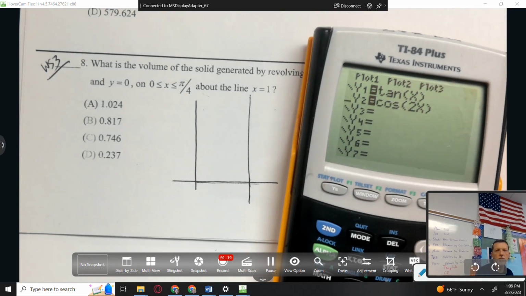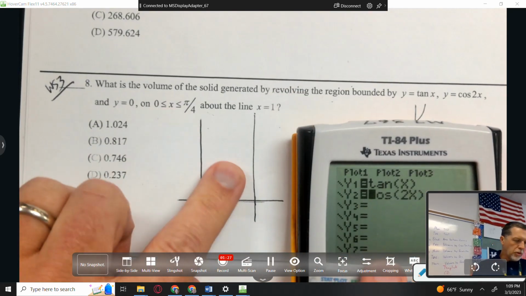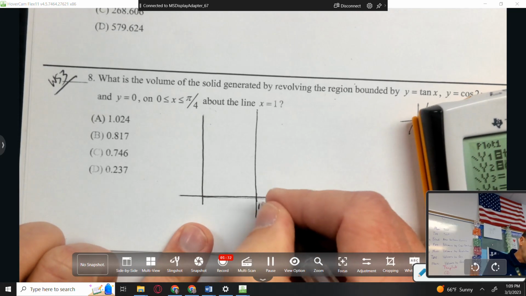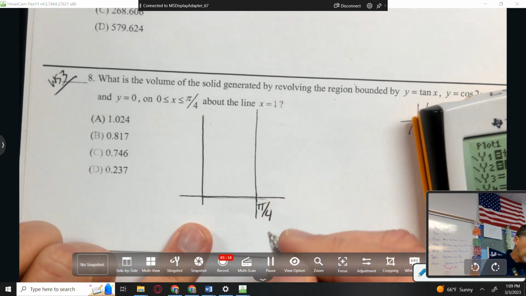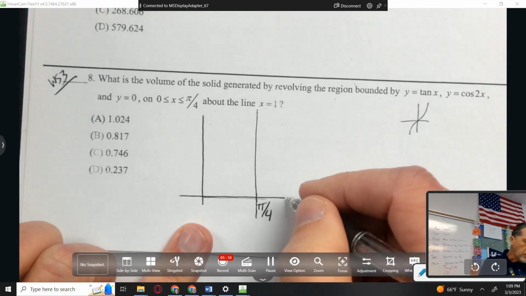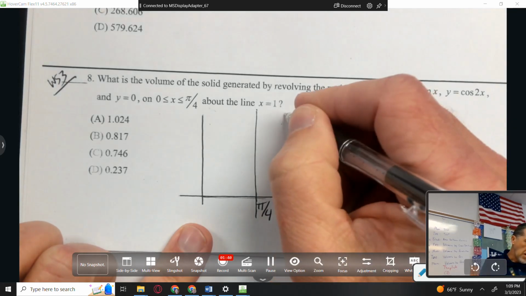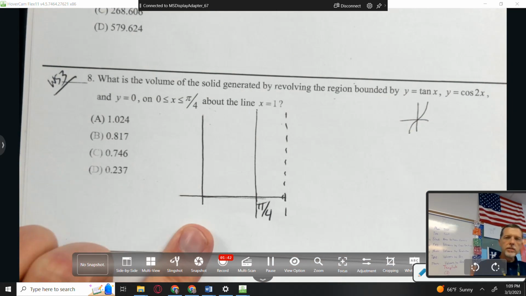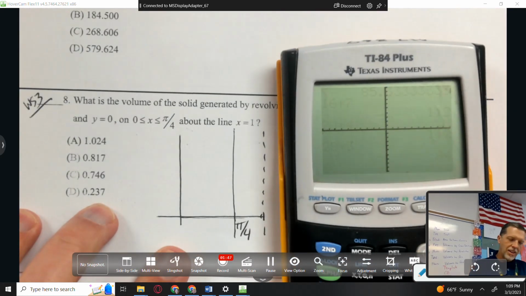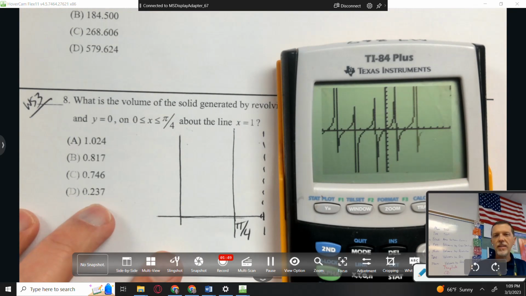So I'm just going to leave them both as the regular lines. From 0 to pi over 4, so that needs to be pi over 4, about the line x equals 1. I think 1 is bigger than pi over 4, so that's good. Let's see what this looks like.